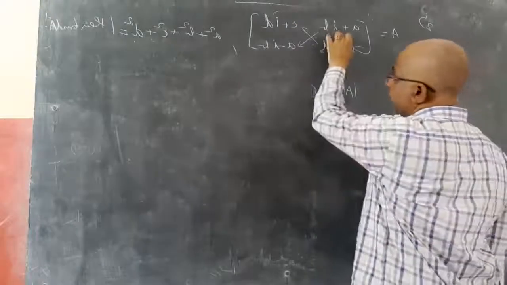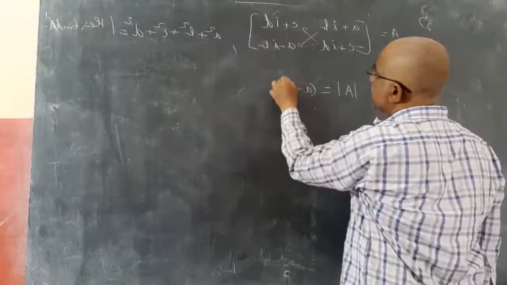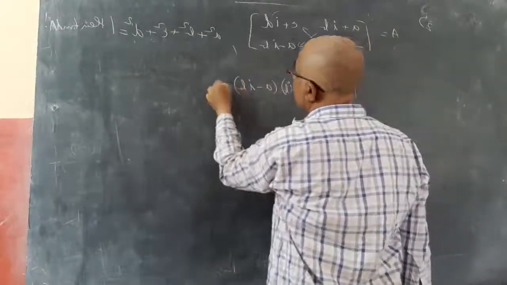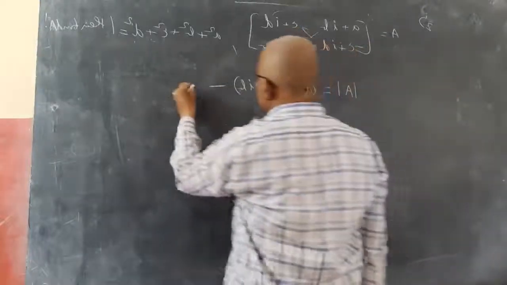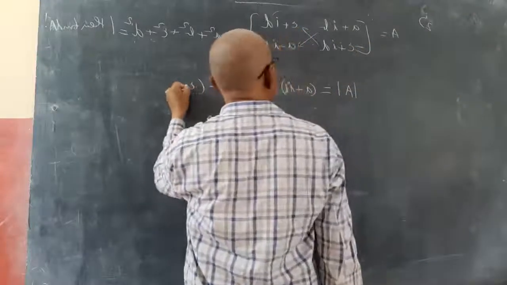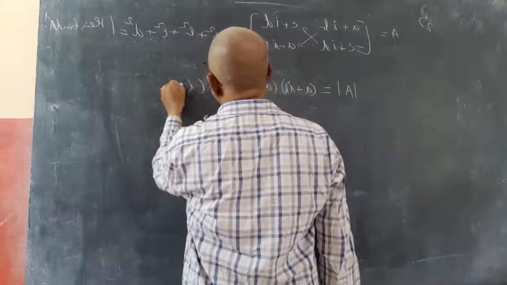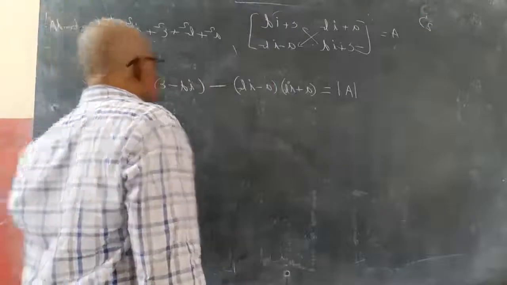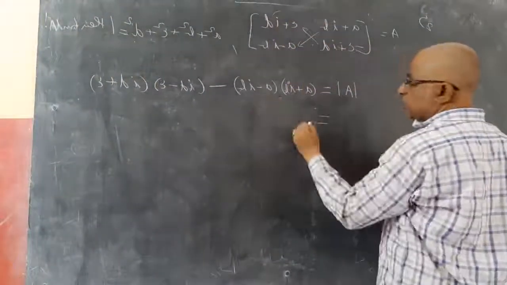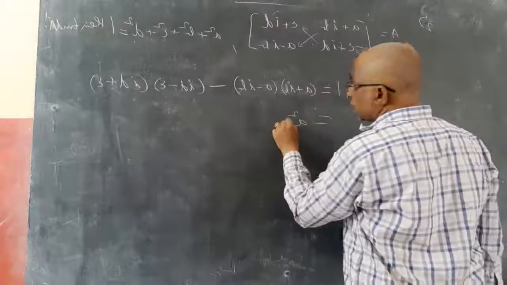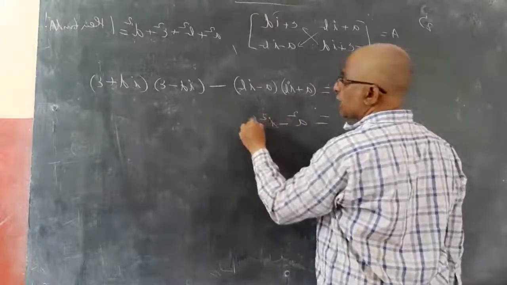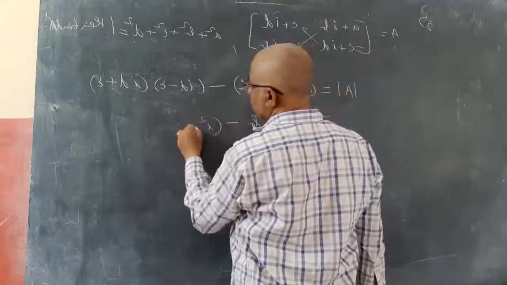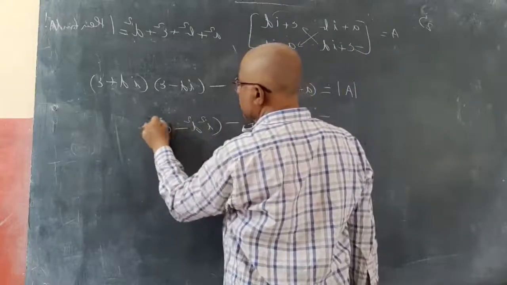So this into this, that is (a + ib) into (a - ib), minus this into this, that is minus (c + id) into (-c + id), or I can write (id - c) into (id + c). So this is equal to (a + ib) into (a - ib), a square minus b square. Again this also (a + ib) into (a - ib) gives a square minus b square, and (id) square minus c square, that is i square d square minus c square.